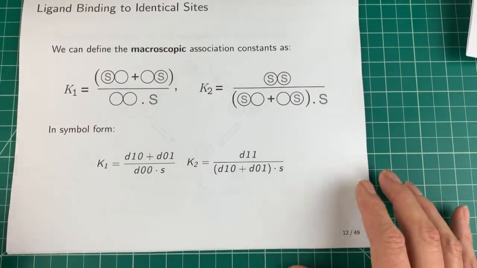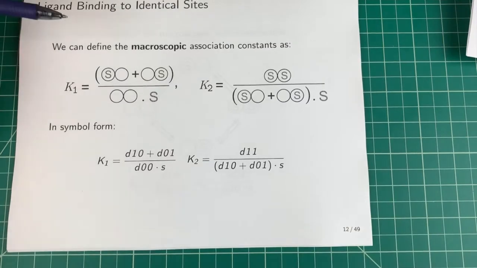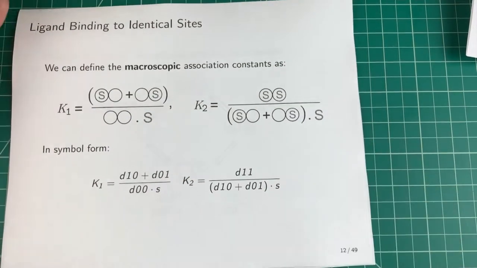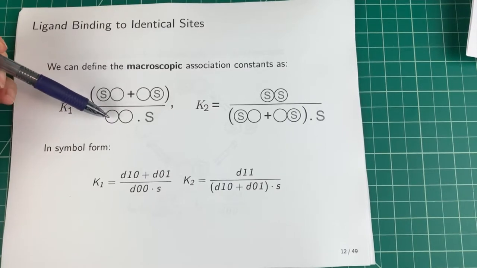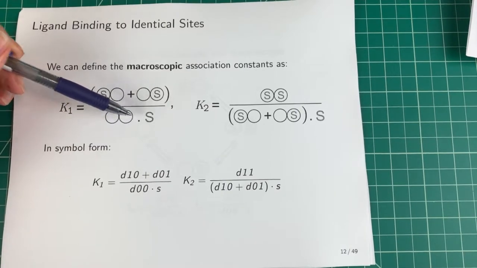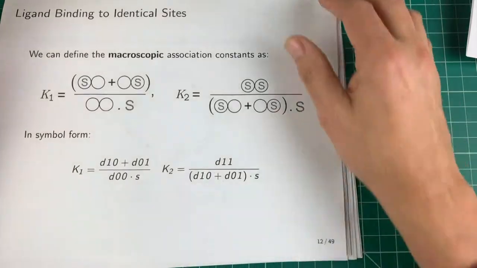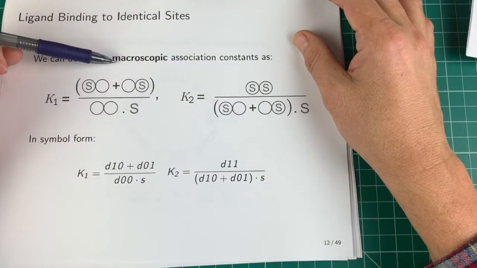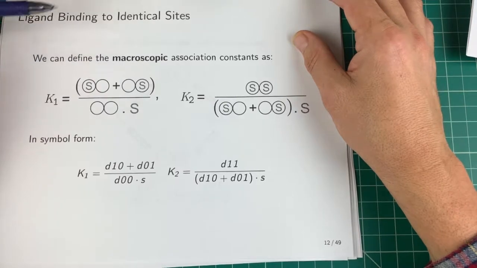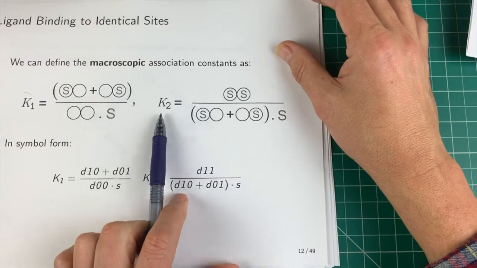So if I were to measure the total, I actually have to describe a different kind of association constant, which is the total divided by the unbound times the ligand concentration. I'll call this constant a macroscopic association constant, and I'll use the capital K in this case. Now there's another one, K2.